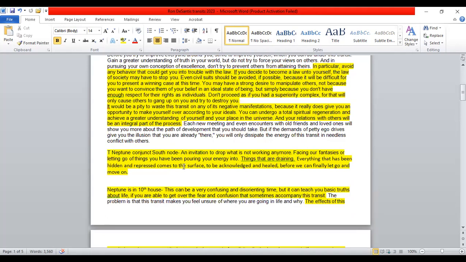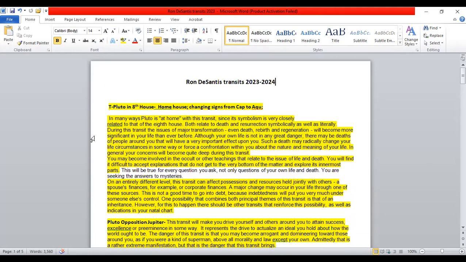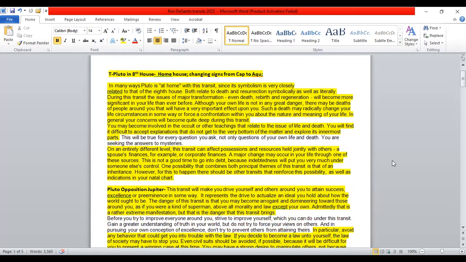So, all right, let's see. We had transiting Pluto in the eighth, and we said it's in its home house. Pluto likes to be there, and it's also going to change signs there from Capricorn to Aquarius. So let's read a little bit of this. In many ways, Pluto is at home with this transit since its symbolism is very closely related to that of the eighth house. Both relate to death and resurrection symbolically as well as literally.